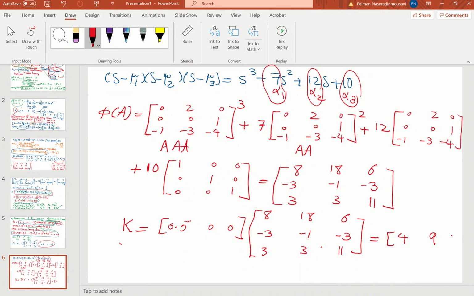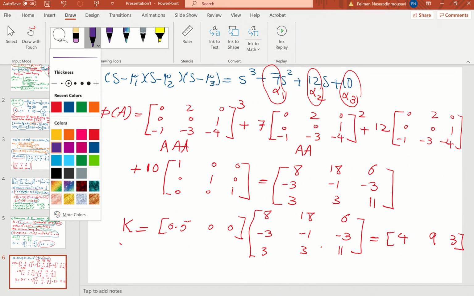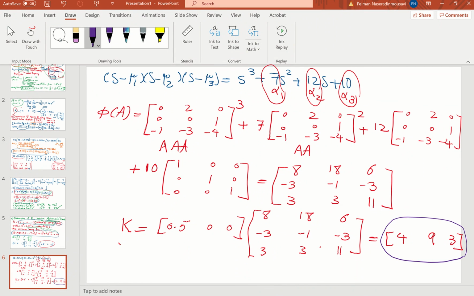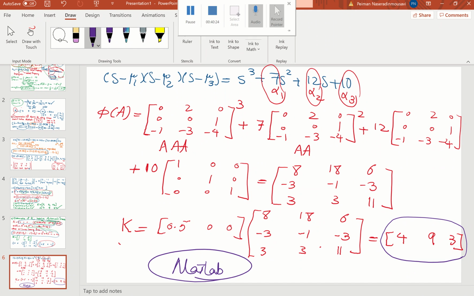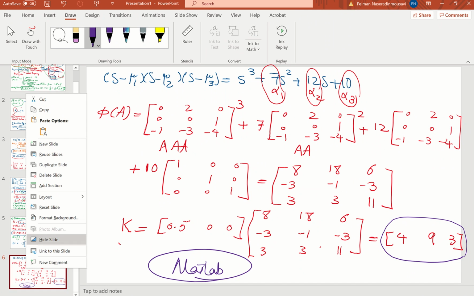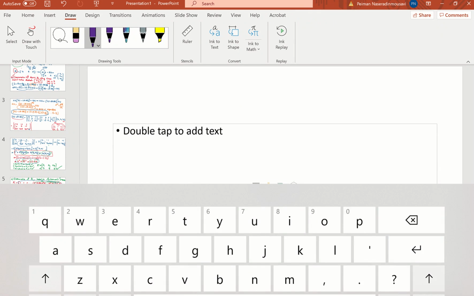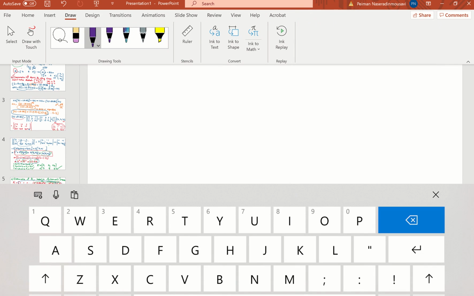4, 9, and 3. The next class I'm going to go through the MATLAB version of this, okay? After graduation, you have to know how to do MATLAB rapidly. Okay, next class is going to be the MATLAB version of this. So next class I'm going to talk about the MATLAB version and we continue the class.